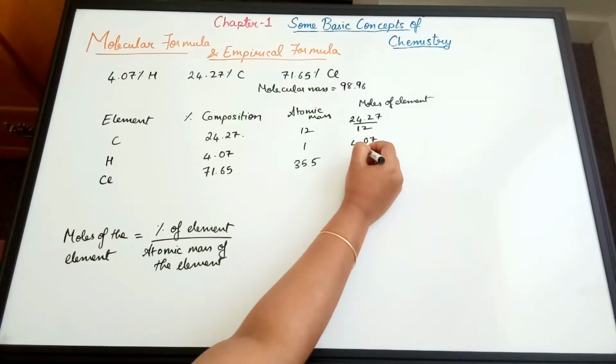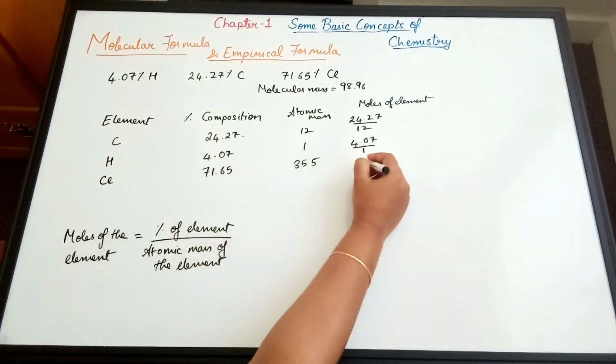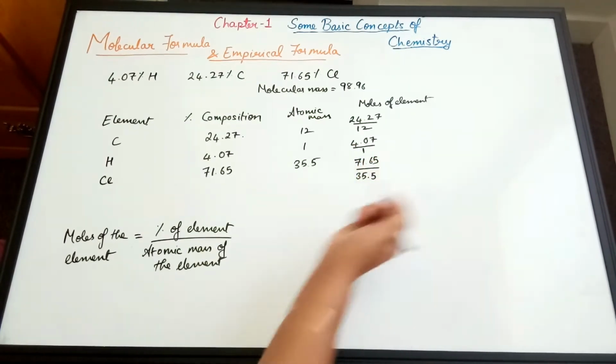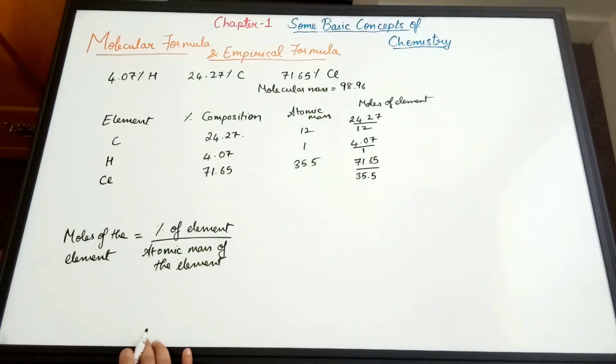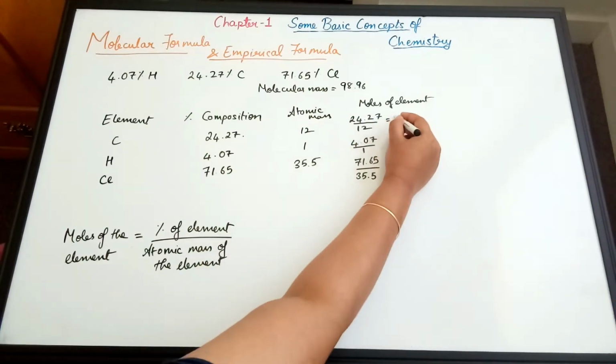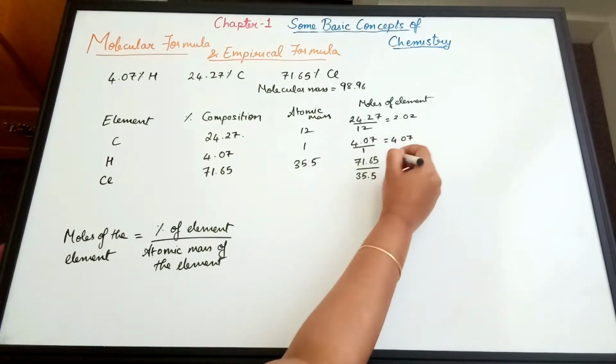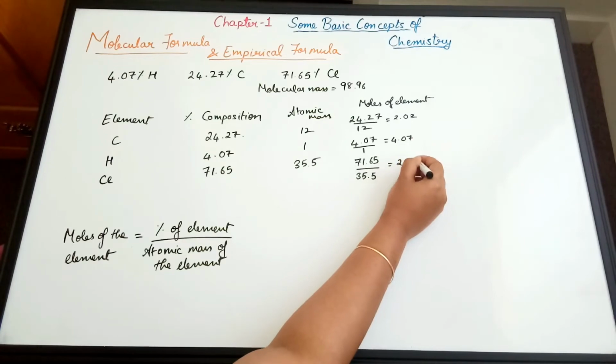4.07 divided by 1, and 71.65 divided by 35.5. Okay, now this is again because when we spoke about the moles of the element, we also spoke about its individual mass. Here we are considering the percentage composition, which just means that in 100 grams of that compound, this would be the percentage of that individual element. So we are using the same formula, and by simplifying this we will get 2.02, and next you will get 4.07, and you will get 2.02.